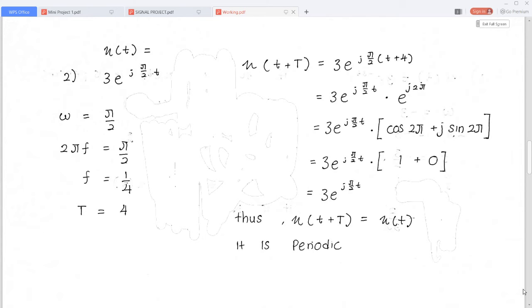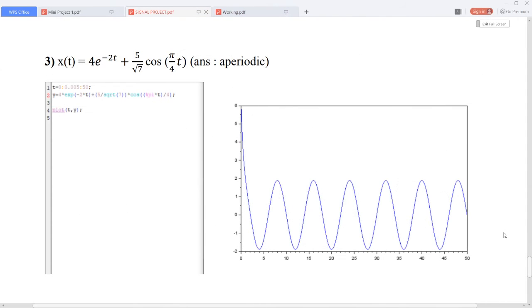So I'm going to talk about the function 3 exponential power of j pi over 2 t. This j here is an imaginary component. Like usual, you can pause the video to see the working, but in the end we get x(t plus period) equal to x(t), thus it is periodic. So on to the last question.